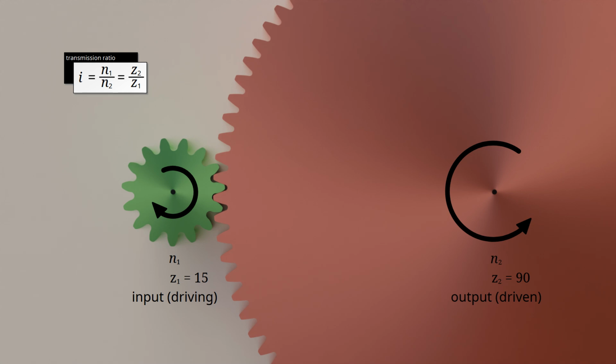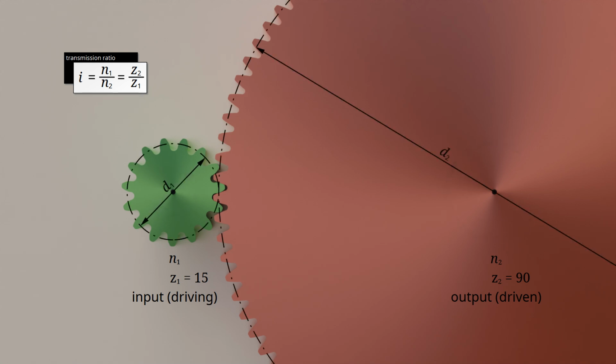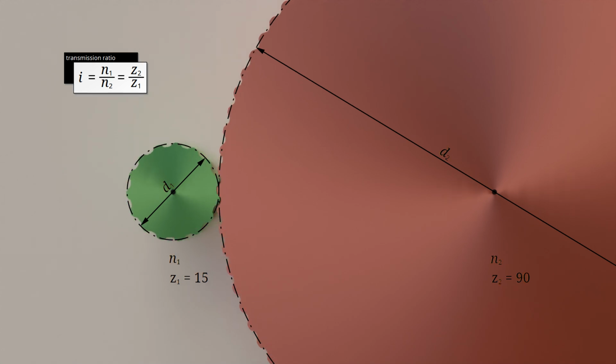To characterize the size of a gear, the so-called pitch diameter is used. In simple terms, the pitch circle diameter is the diameter of imaginary cylinders that roll on top of each other without sliding.